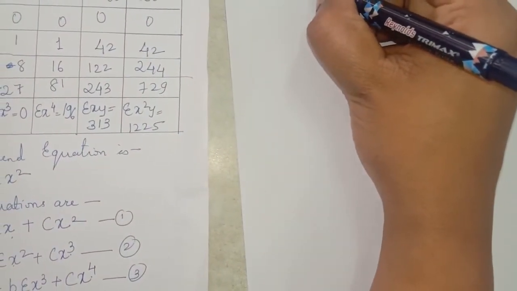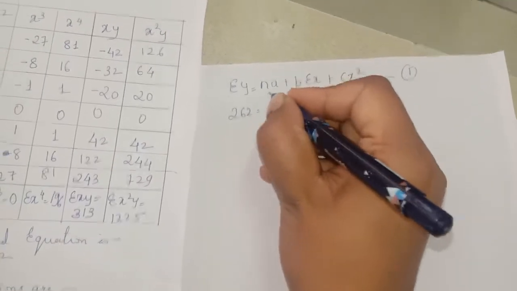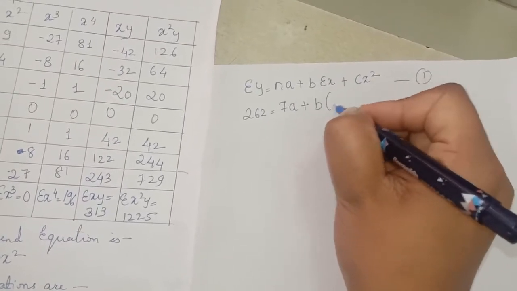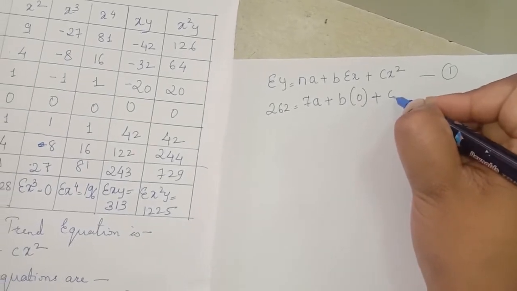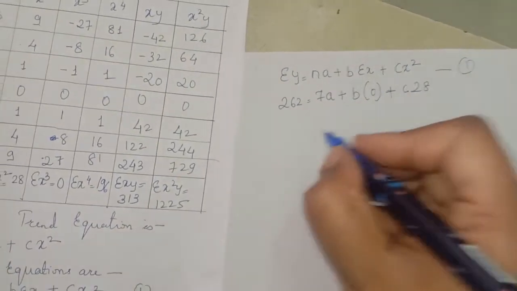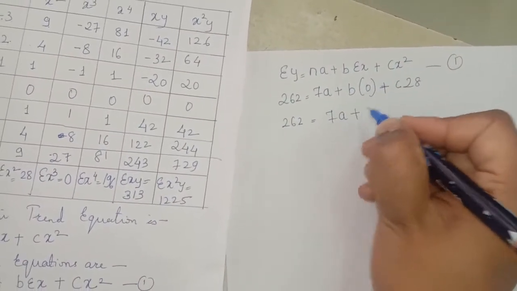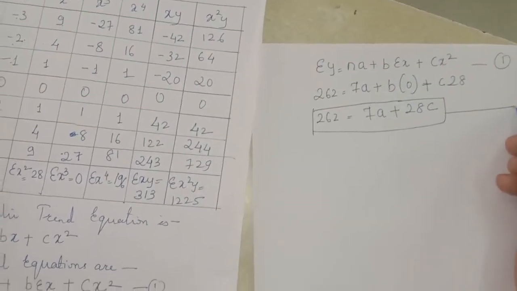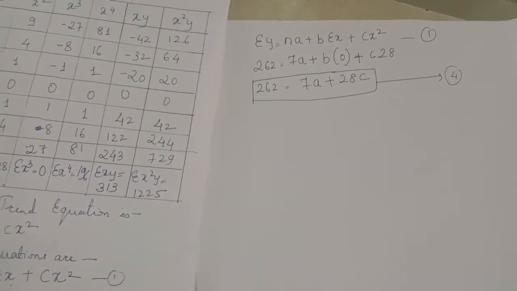Summation y, you see from this table, is 262. N means the number of years. How many years are there? 7. A plus b summation x, which is always 0, plus c summation x square. Summation x square is 28. Then 262 is equal to 7a plus 28c. From the first equation we got the fourth equation. Because there are three normal equations, now we got a fourth equation.